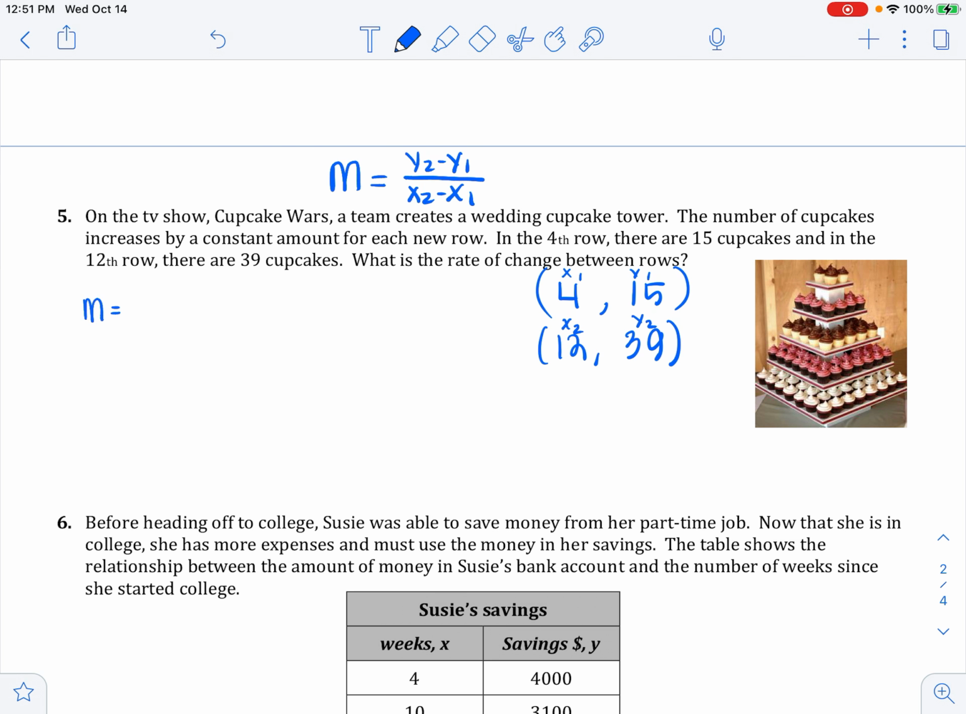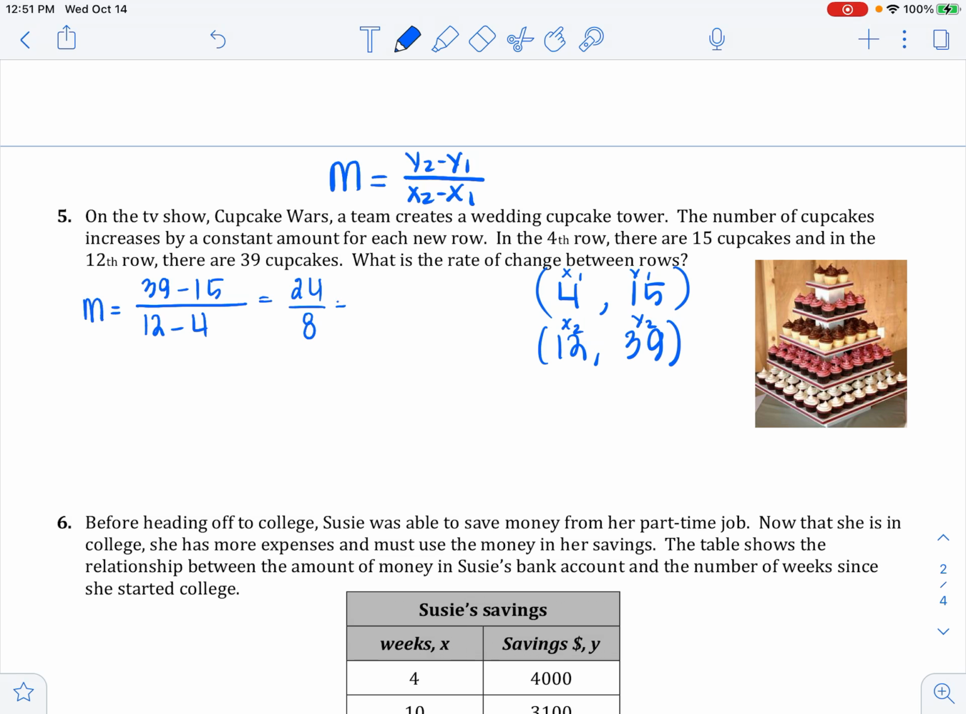All right, so I'm going to say m equals rise over run, y2 minus y1. y2 is 39, and then I automatically put down the minus. y1 is 15 over x2, which is 12. Throw on the minus right away. And then x1 is 4. And I say throw it down right away just in case it's a double negative, so you know to make it positive. All right, 39 minus 15 is 24 over 12 minus 4 is 8.